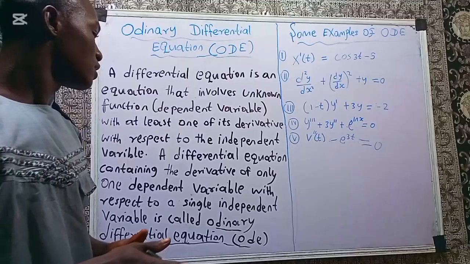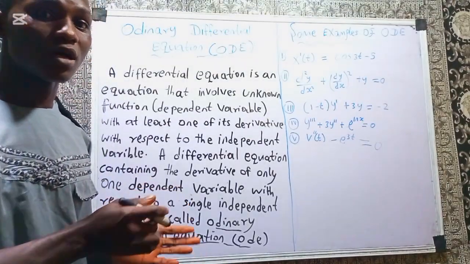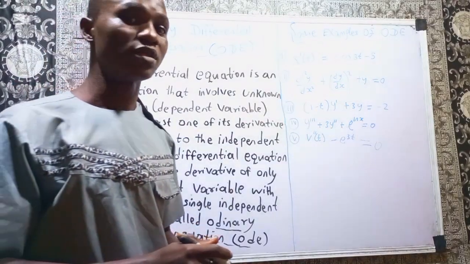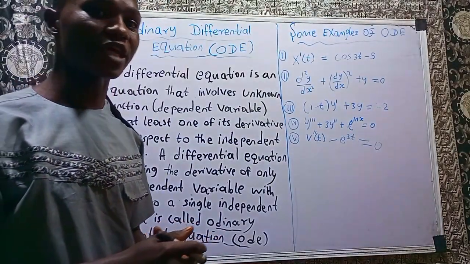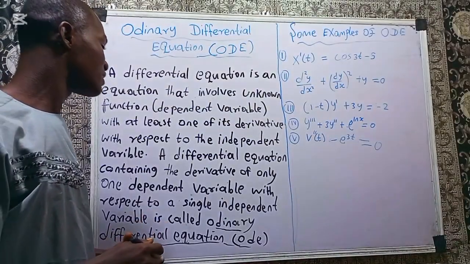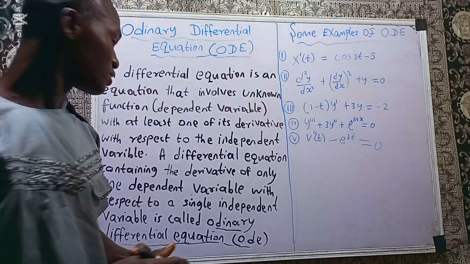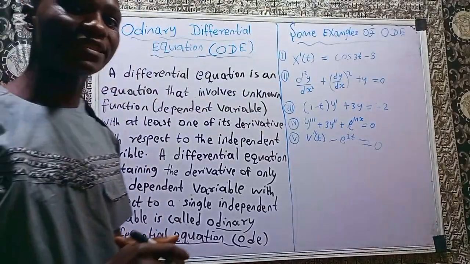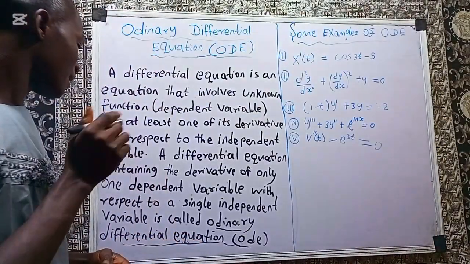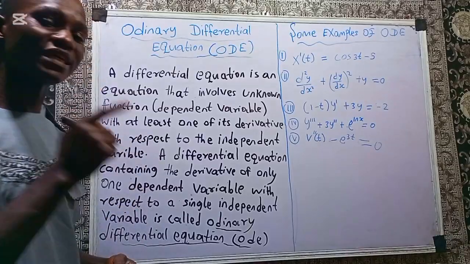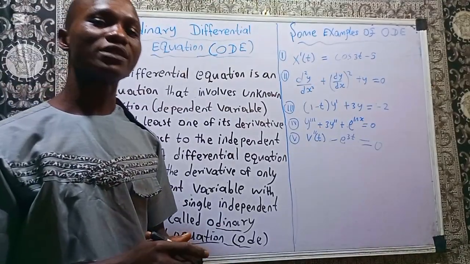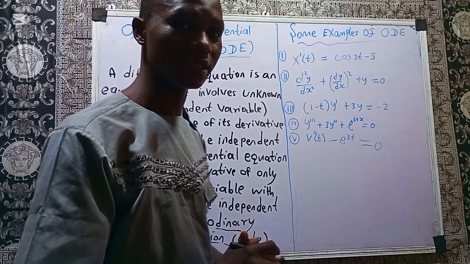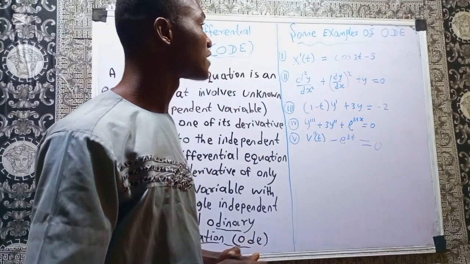But what is the meaning of ordinary differential equation? Now let's know the meaning of ordinary differential equation. From what I wrote down on the board here, we say that a differential equation containing the derivative of only one dependent variable with respect to what? A single independent variable is called an ordinary differential equation. So now let's look at some examples of ODEs, some examples of ordinary differential equation.